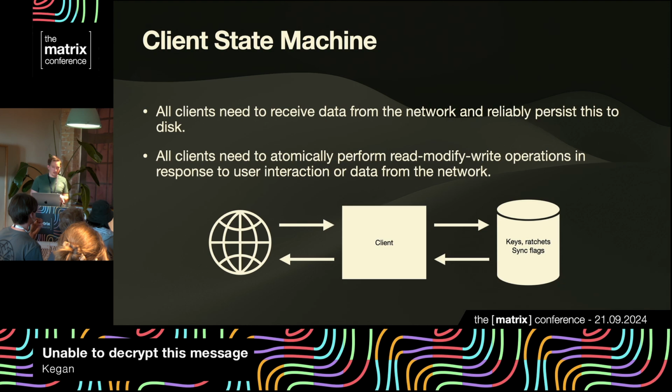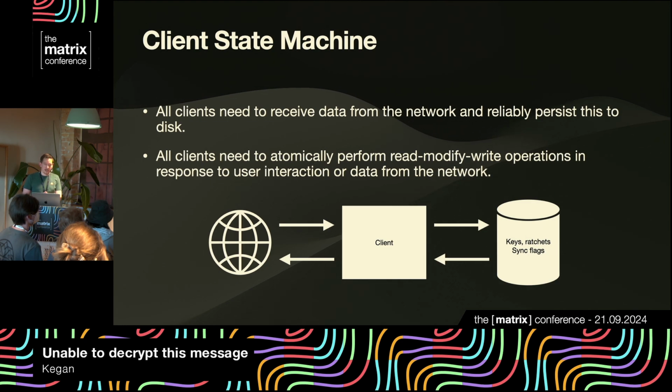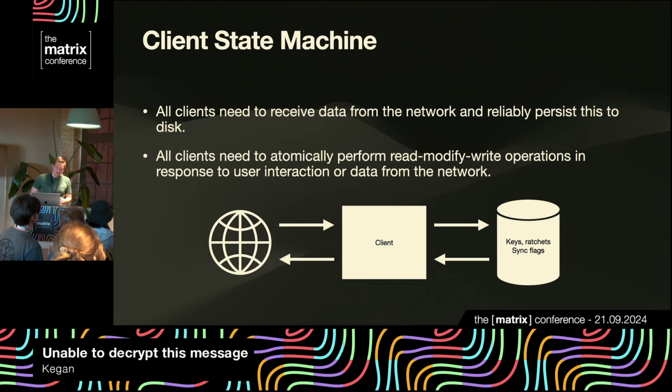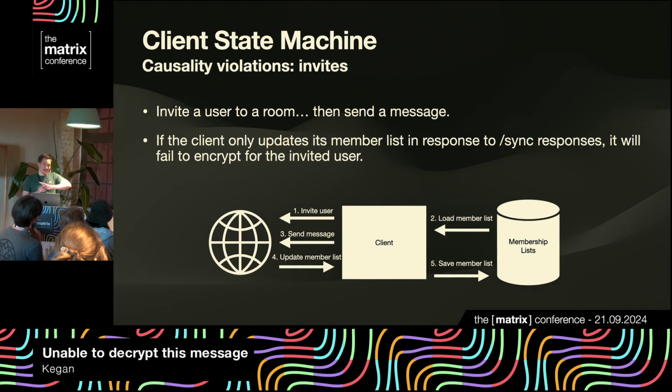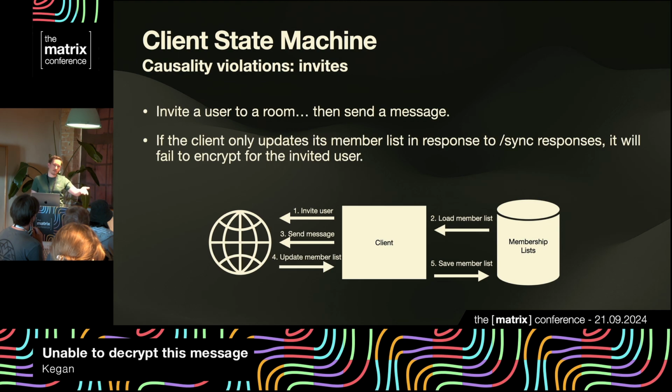I'm going to focus entirely on the client now, because clients, the way that you develop clients, specifically SDKs, can cause bugs if you're not too careful, and those bugs will cause UTDs. So even if you've not really followed the old Megolm stuff, this is an entirely separate thing. One thing that can happen is you can end up with a causality violation. So imagine you're a bot. You're using an SDK, and you invite someone to the room, and then you immediately send a message to that room. Most SDKs will fail to encrypt for the invited user's devices, and that will cause a UTD.